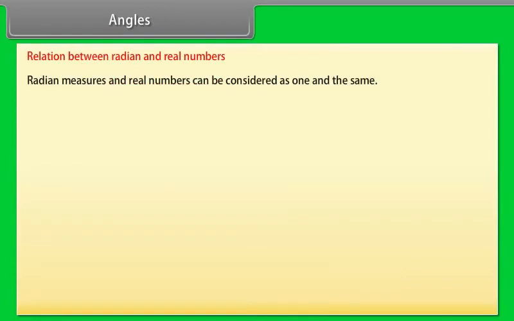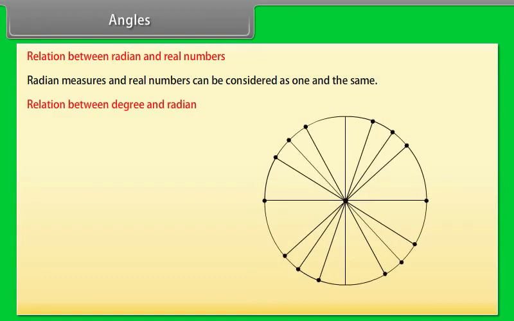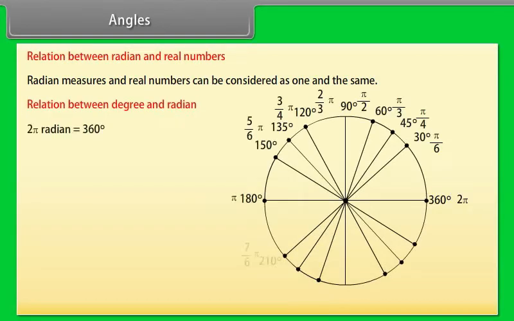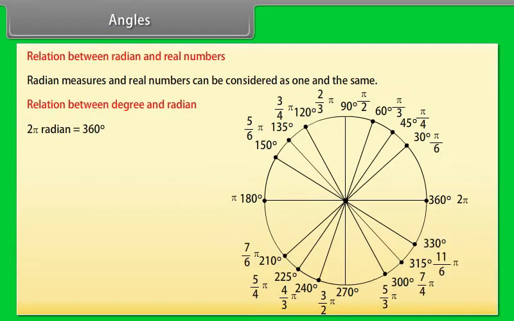Angles. Relation between radian and real numbers. Radian measures and real numbers can be considered as one and the same. Relation between degree and radian. 2 pi radian is equal to 360 degrees. Pi radian is equal to 180 degrees.